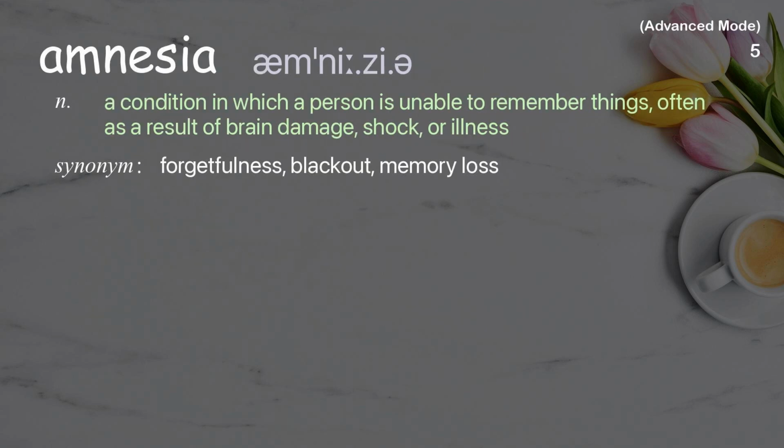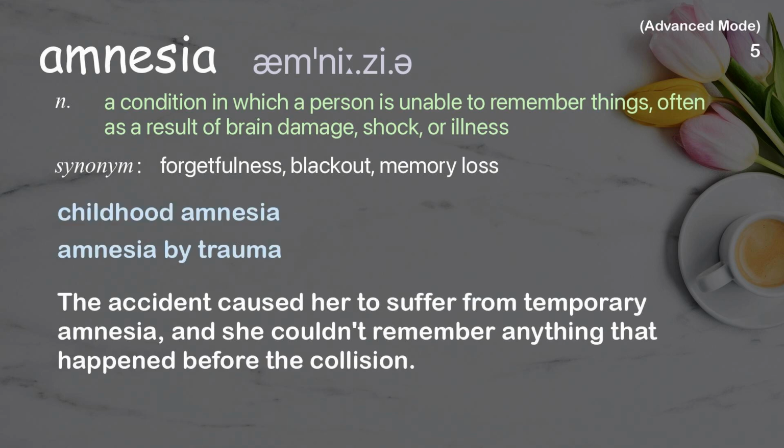Amnesia. A condition in which a person is unable to remember things, often as a result of brain damage, shock, or illness. Examples: Childhood amnesia. Amnesia by trauma. The accident caused her to suffer from temporary amnesia, and she couldn't remember anything that happened before the collision.